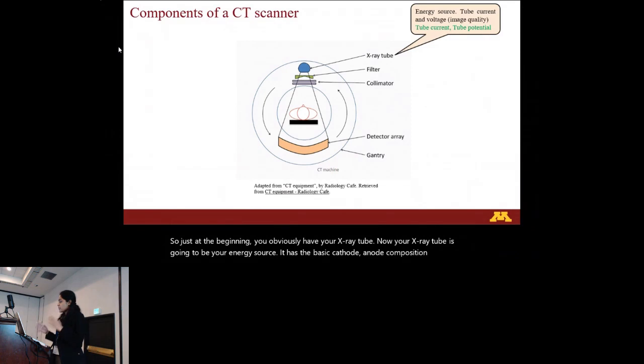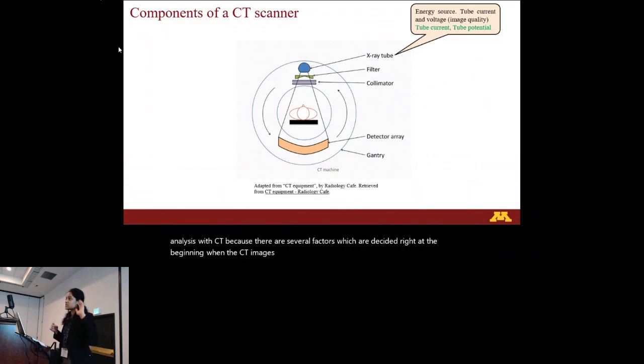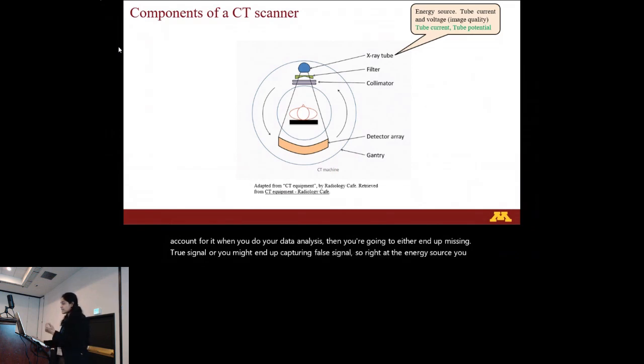And it's very important to understand certain aspects of the CT scanner if you're doing any kind of data analysis with CT, because there are several factors which are decided right at the beginning when the CT image is acquired, which impacts image quality. And if you don't account for it when you do your data analysis, then you're going to either end up missing true signal or you might end up capturing false signal. So right at the energy source, you have a tube current and tube potential, which basically decides how many electrons you have which generate the X-ray and then how quickly they're accelerated. And the higher the tube potential, you have more radiation, the higher radiation quality, and you have better and crisp images.